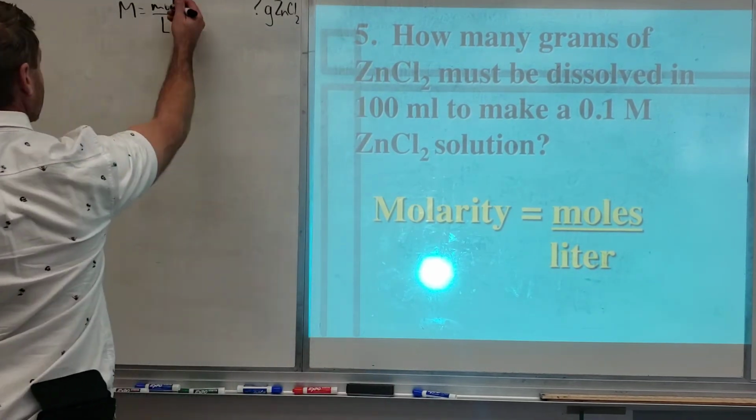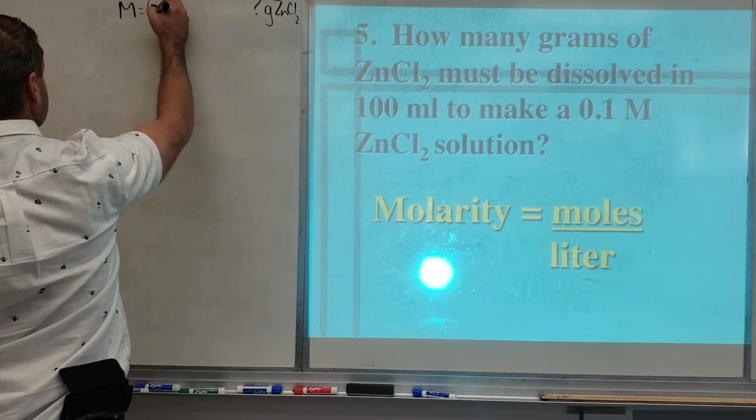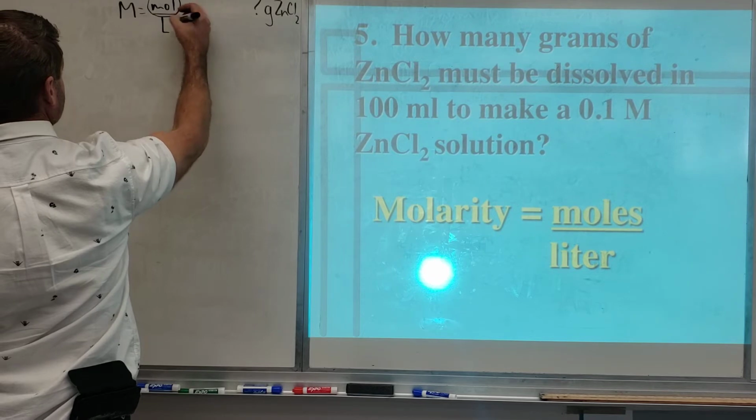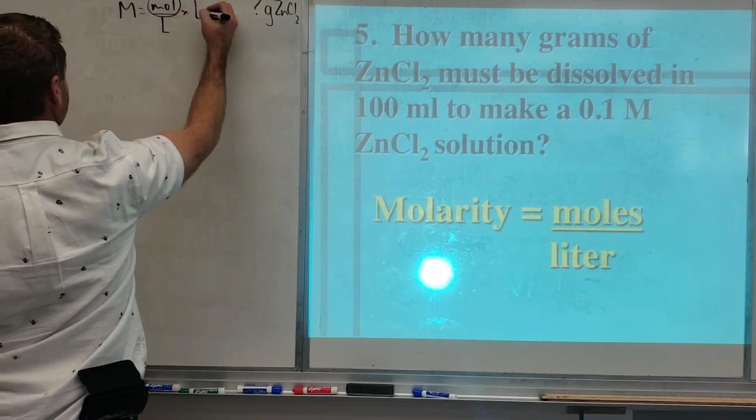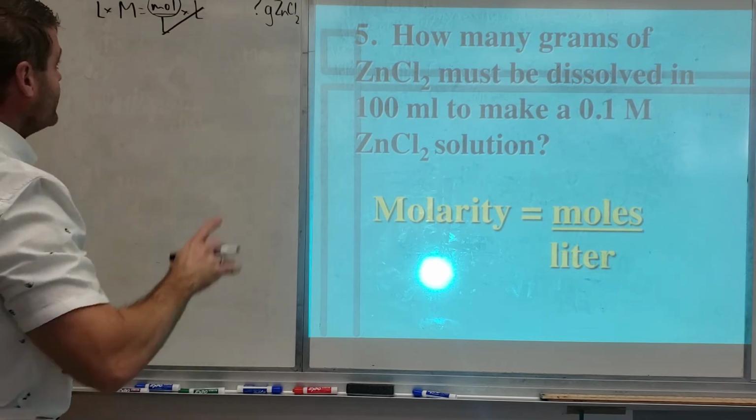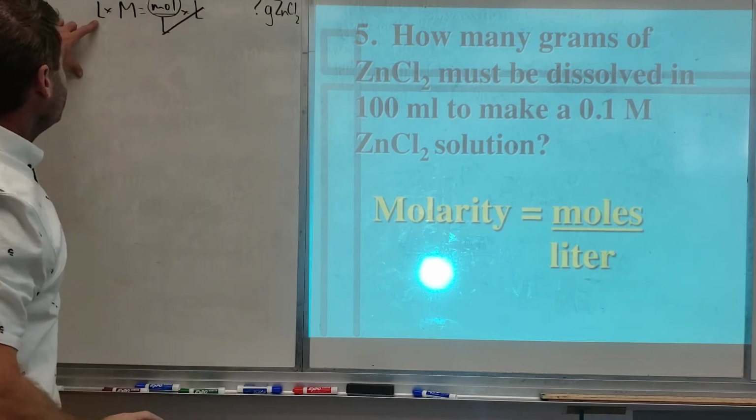So we're going to try to solve for the moles. If I want to solve for moles, I want to get it by itself. How do I get rid of liters? I do the inverse operation. If it's divide by liters, I'm going to multiply by liters. What I do to one side, I do to the other, and that's what I got. And look at how this is ultimately going to help us. So I got my liters of solution.